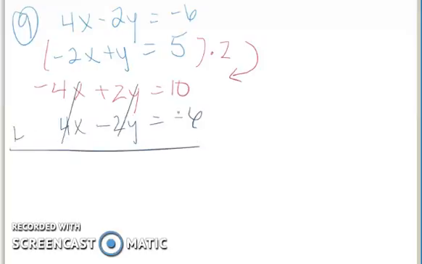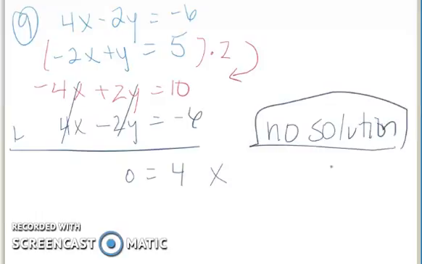That cancels, and we get 0 equals 4. That's not true, so this is actually no solution. These two lines will never meet. Okay, and that's okay. Not the greatest thing in the world, but we can do that.